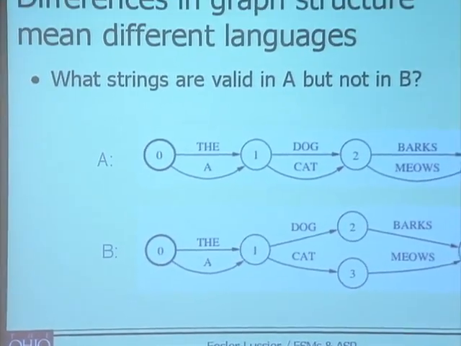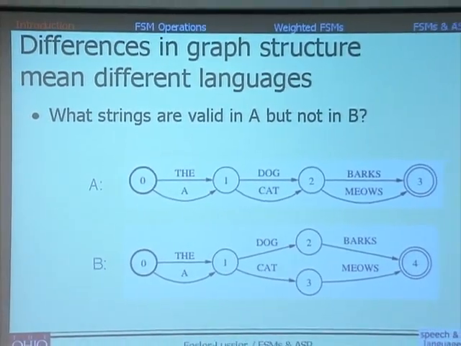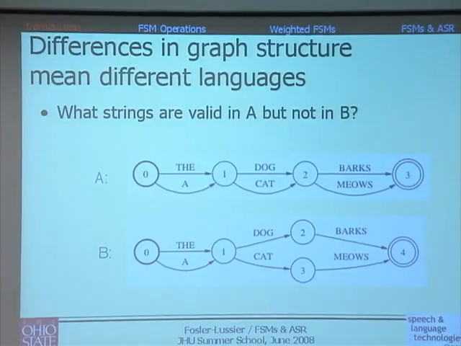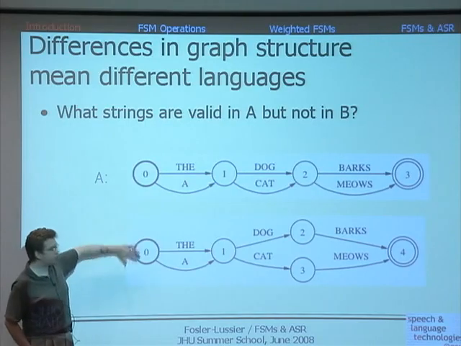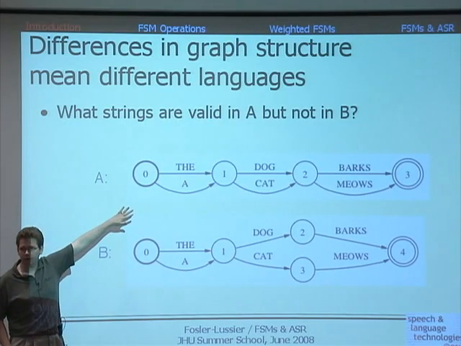Okay, so now here's the quiz. Figure out what's going on. What strings are allowed in A but not in B? The cat barks. Yeah. So there's actually, I think, 4 different ones, right? Now, these look superficially the same, right?